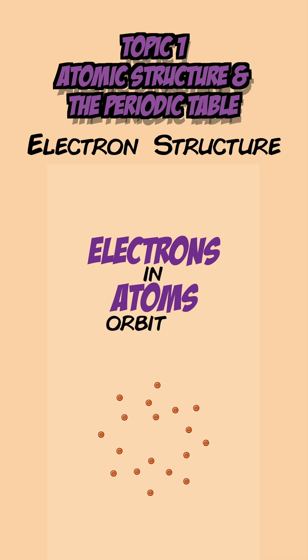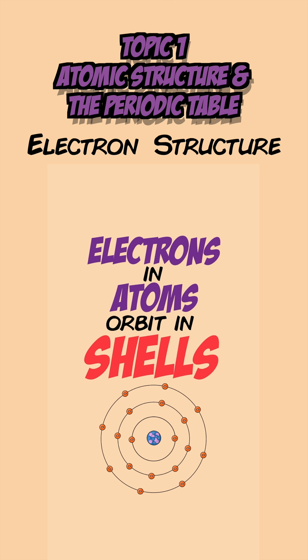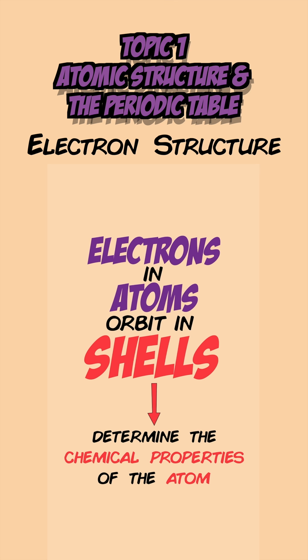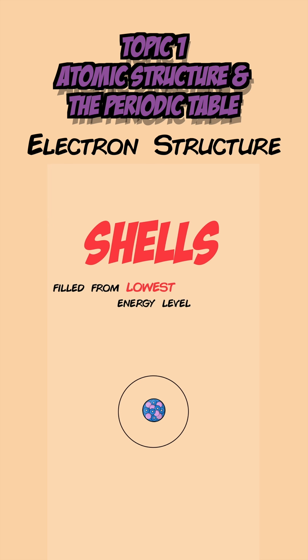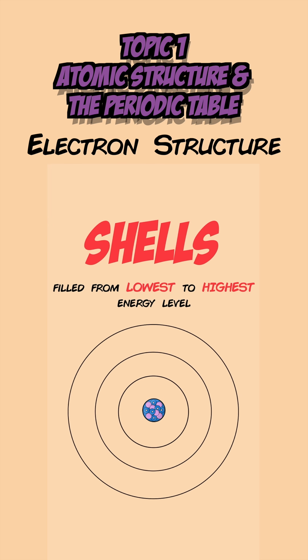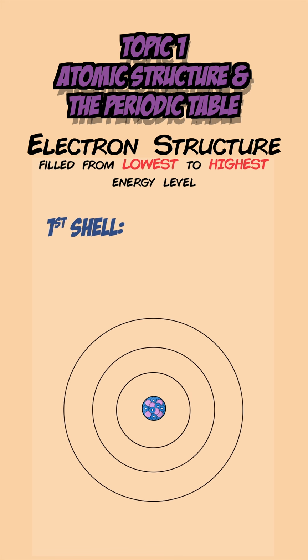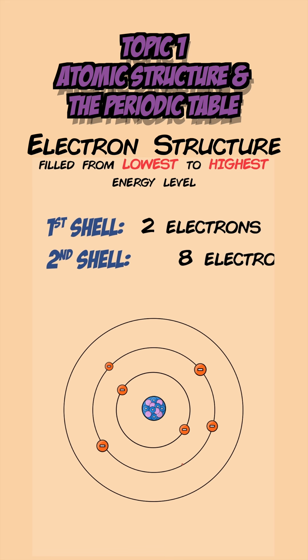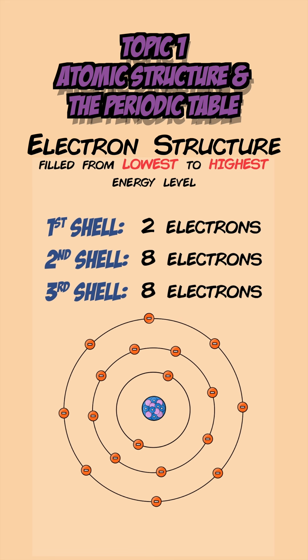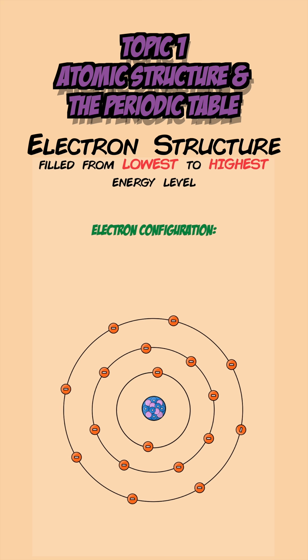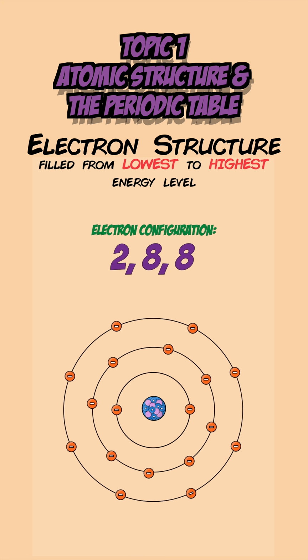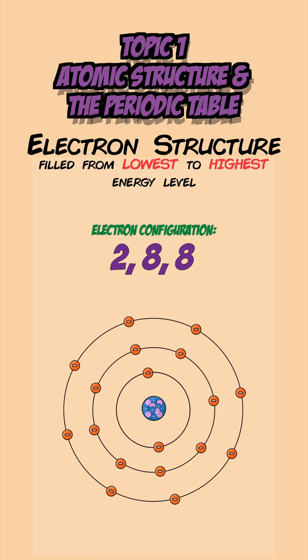Electrons in an atom orbit around a nucleus in shells or energy levels, and they determine the chemical properties of the atom. These shells are filled from the lowest energy level, which is closest to the nucleus, to the highest energy level, which is the furthest. The first shell can hold up to 2 electrons, and the second and third shell can each hold up to 8 electrons. You can represent the electron configurations of an atom by using diagrams or as numbers indicating how many electrons there are in each shell.